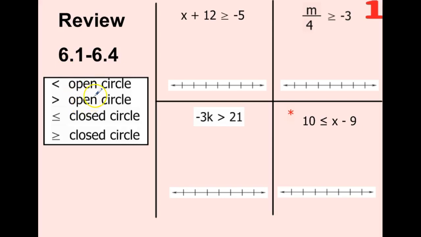Hello, today we are going to do a review for the first half of Chapter 6. So reviewing our circles here, we have open circles when we have just less than or greater than, and then the closed circle when we have the line underneath for equal to, meaning it's a filled in circle.